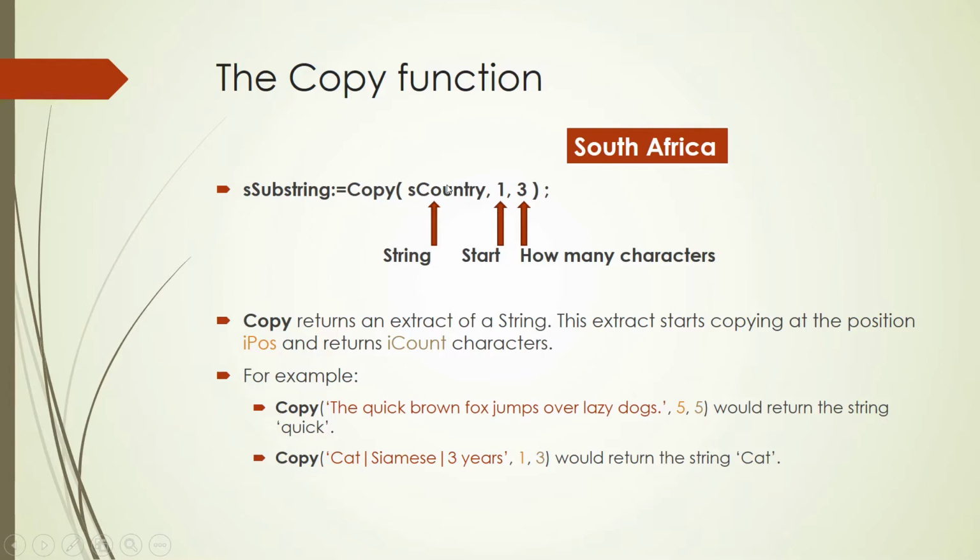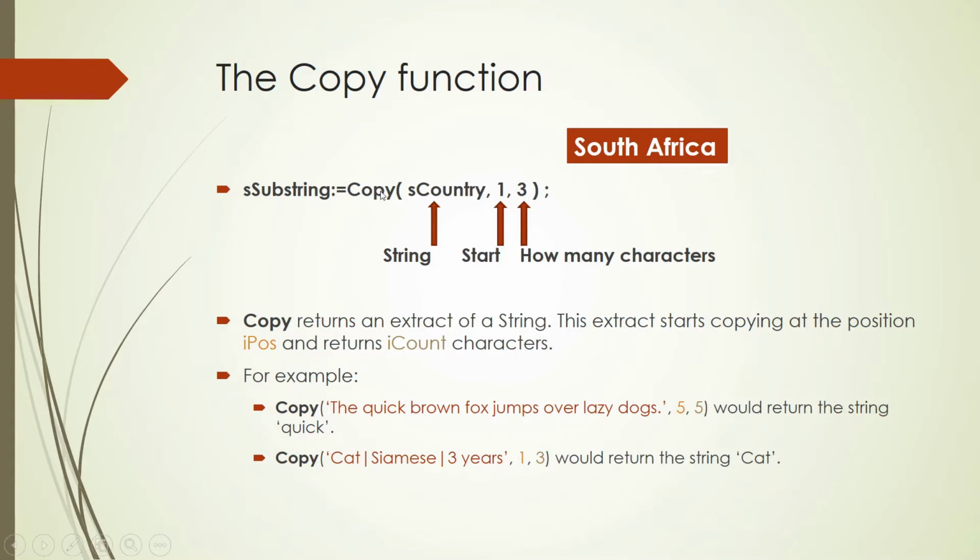It's called with 3 parameters. So the argument has 3 parameters. The first parameter is the name of the country, that is your variable. The second parameter is where I want to start copying, that is my starting position. My third parameter is how many characters I want to copy.